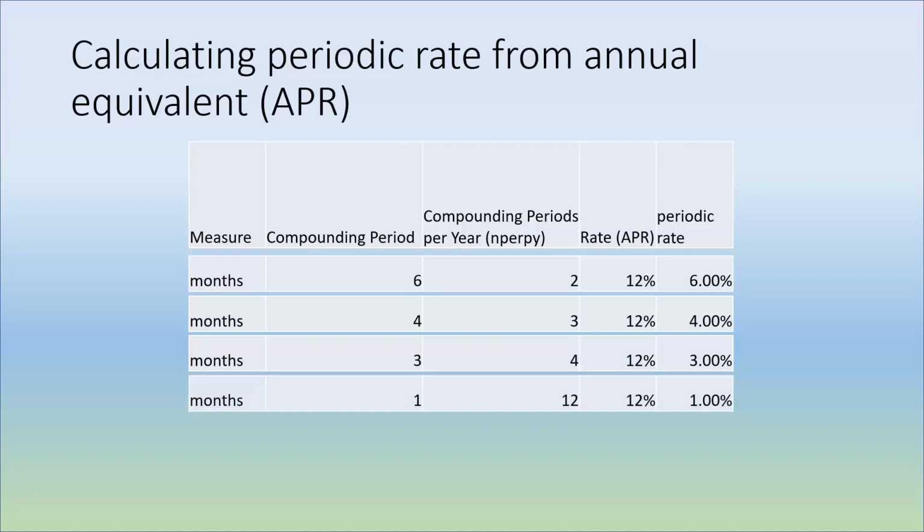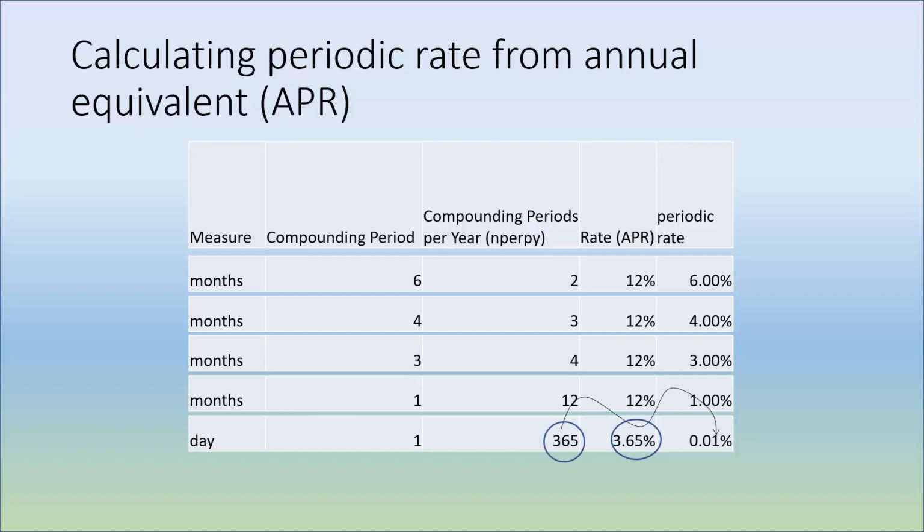Next, if the measure is still monthly, but now our compounding period is only 1 month per period, then we'll have 12 months in the compounding period, or 12 compounding periods in a year. If the rate is 12% divided by 12 compounding periods, the periodic rate or monthly rate is going to be 1%. Last but not the least, if the measure is daily, the compounding period is 1 day, the number of periods per year is 365, and if the rate is 3.65%, then we divide 3.65 by 365 to get 0.01%. That's how we calculate the periodic rate.